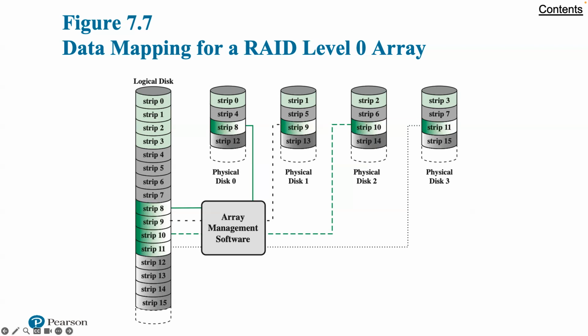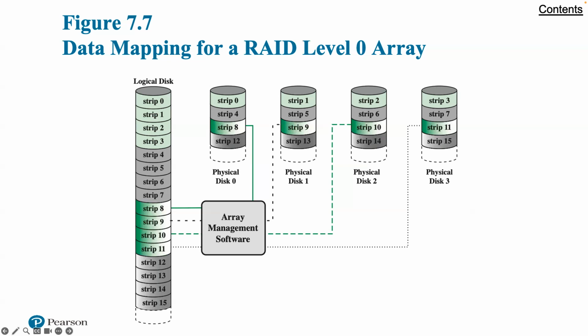But RAID 0, as with all of the RAID levels, goes further than simply distributing the data across a disk array. The data are striped across the available disks. This is best understood by considering figure 7.7.